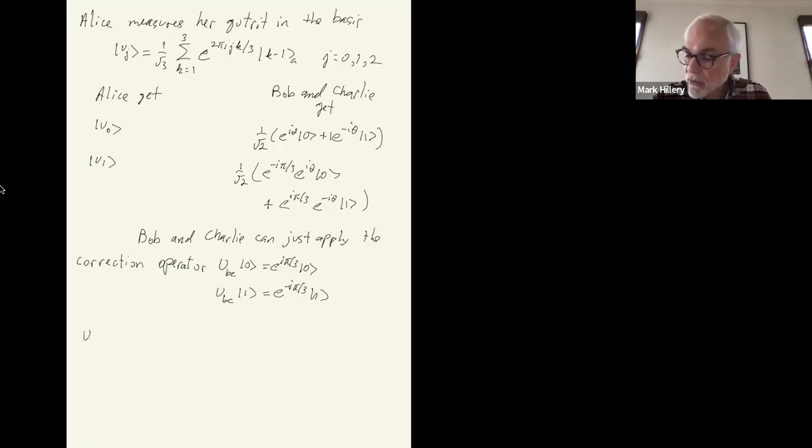Just to finish things off, if Alice gets U2, Bob and Charlie get almost the same thing. It's just the signs are reversed, 1/√2 times e to the I pi over 3, 0 plus e to the minus I pi over 3 e to the minus I theta 1. Okay. And again, Bob and Charlie can correct.